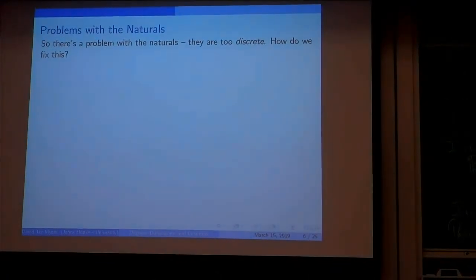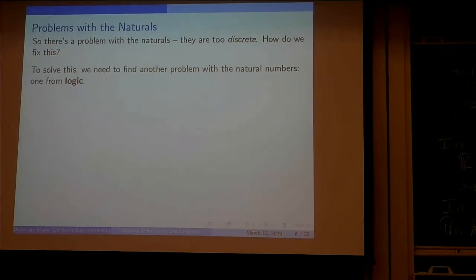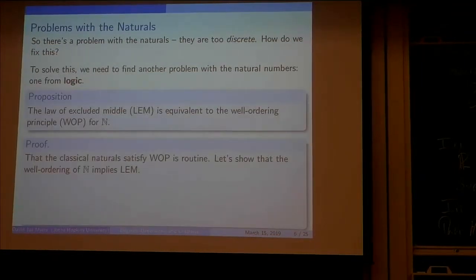So there's a little problem with the naturals. They're a bit too discrete for us. How can we fix this? We'll fix it by finding another problem from logic and fixing that. So our problem is this. The law of excluded middle is equivalent to the well-ordering principle for the natural numbers. And here's how that goes.